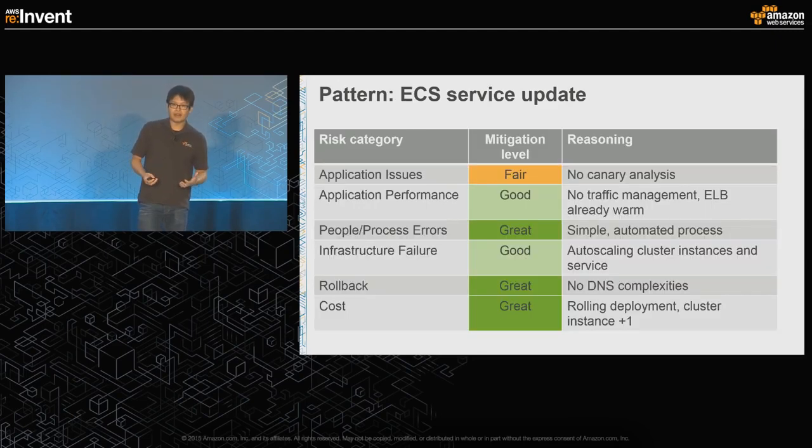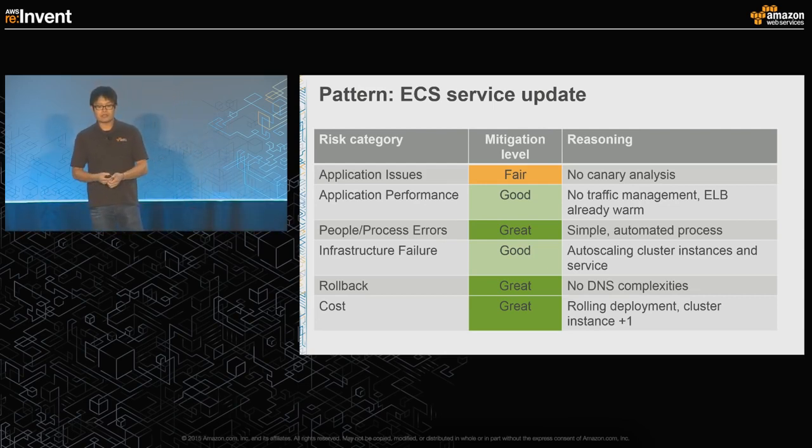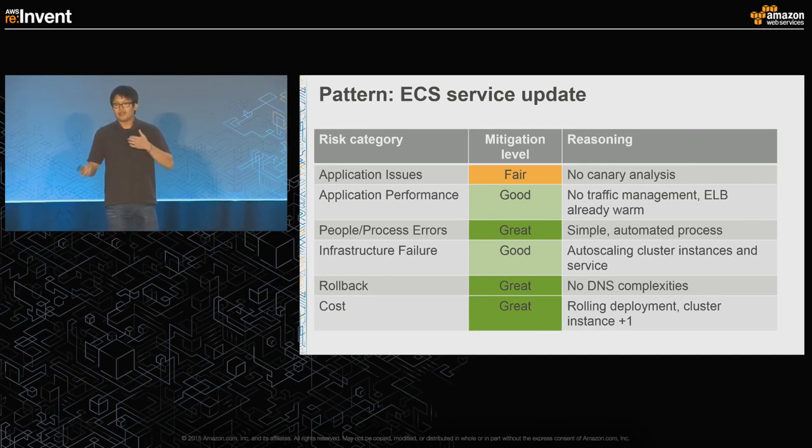So looking at this pattern, we see that from an application issues perspective, you don't necessarily have the same canary analysis capabilities. But if you're going to be pushing a lot of changes very frequently, this may be a moot point, and this may benefit your organization's pace a lot better. From an application performance perspective, again, you're dealing with an already warm ELB. Even though you don't have the granular traffic management, ECS handles that for you.